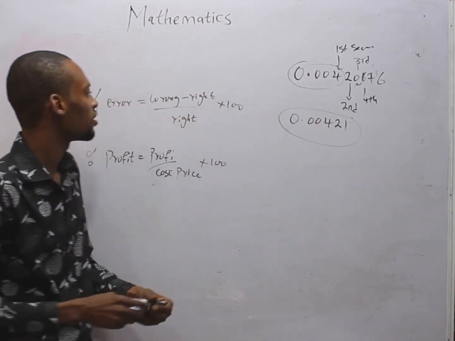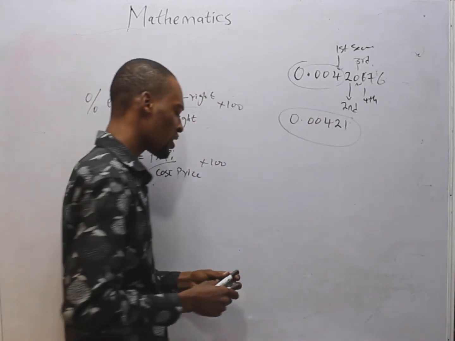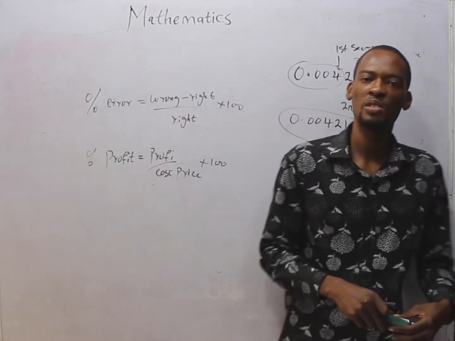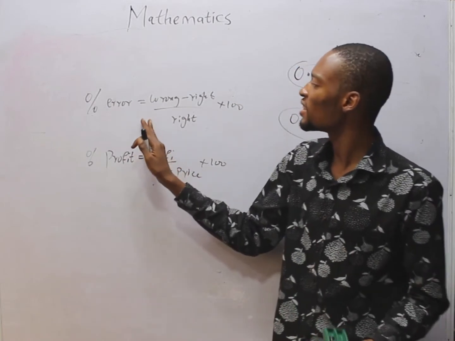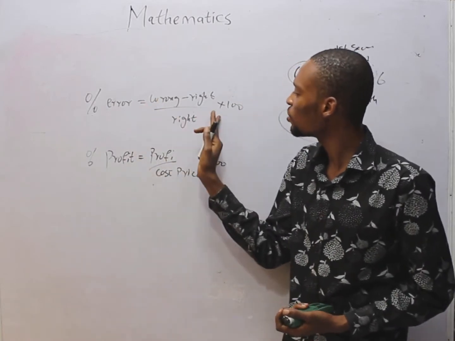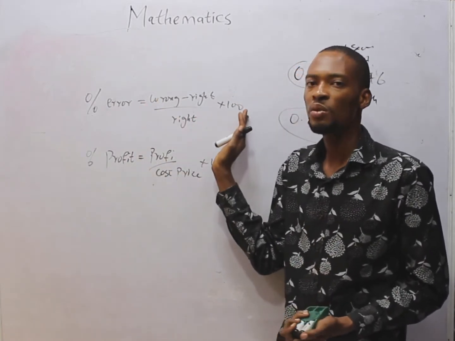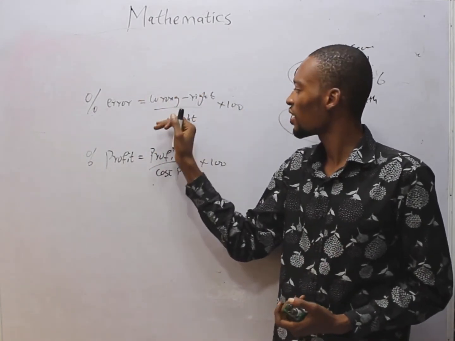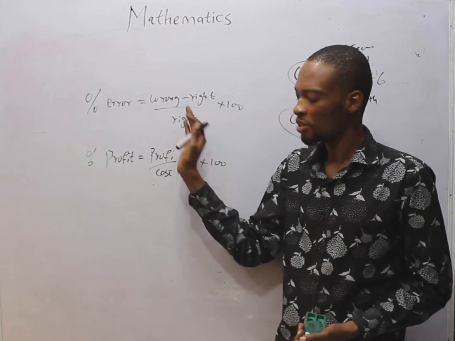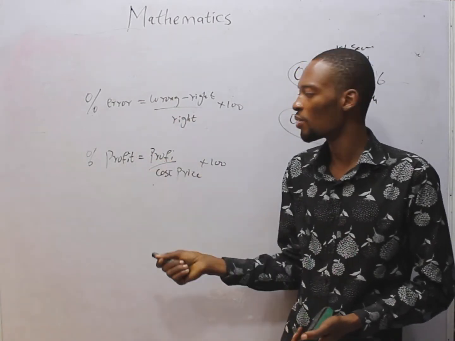And look at this. When you are doing measurement, sometimes you are right, sometimes you are wrong, sometimes there's error. It may not be perfect. So the error in percentage is the wrong value minus the right value over the right value times 100, which is what you actually got, minus what you are supposed to get, over what you are supposed to get. So this is how you look for percentage error.